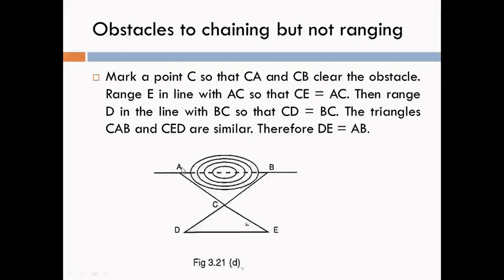Because the triangle ACB and triangle CDE, two triangles are similar triangle. So the length of line AB is equal to length of line DE. And measure the length of line DE on the ground. So DE is equal to AB.